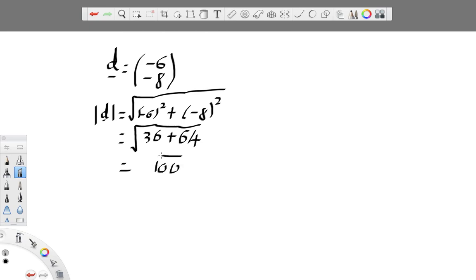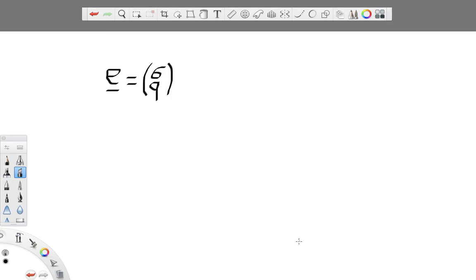So it's the square root of 100. The square root of 100 is just 10. So the magnitude of our vector D is 10. We now have the vector E, which is represented by the horizontal component 6 and the vertical component 9. So again, same as we've done throughout the video, working out the magnitude.